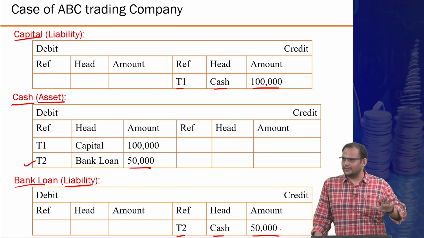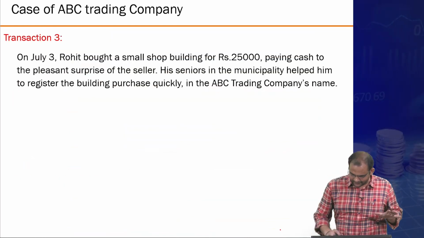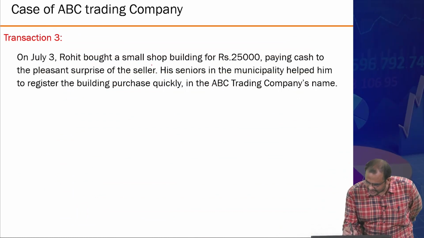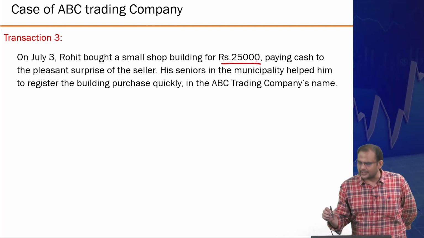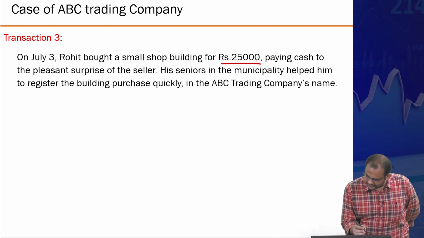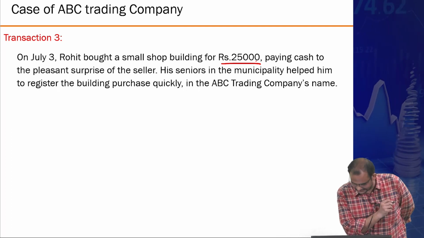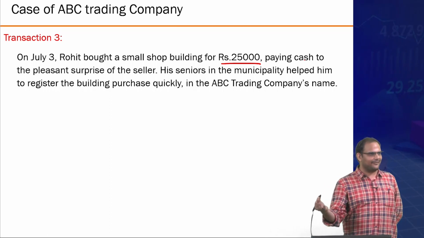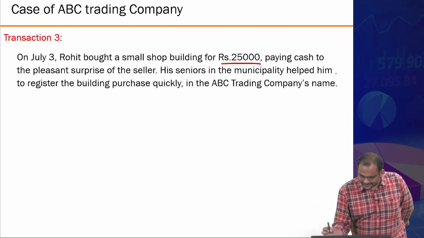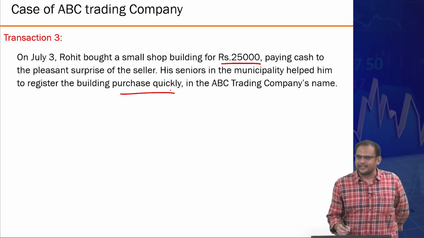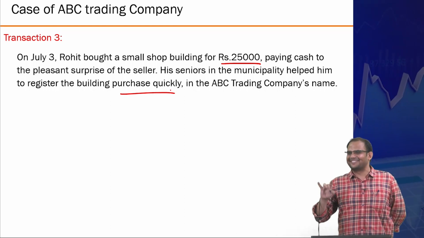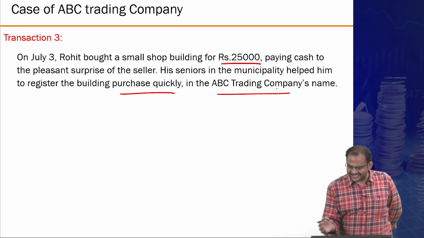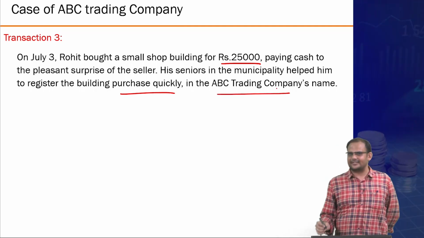Interested in more of Rohit's story? Alright. So July 3, Rohit bought a small shop building for 25,000 rupees, paying cash, to the pleasant surprise of the seller, who immediately received all the 25,000 rupees. His seniors in the municipality helped him register the building purchase quickly. Seniors are important. Don't pay attention to all their advice, but yes, they are important. And they registered this asset in ABC company's trading name, right?